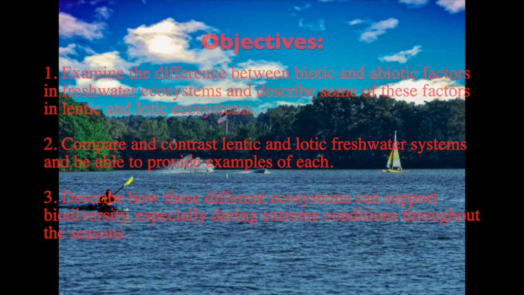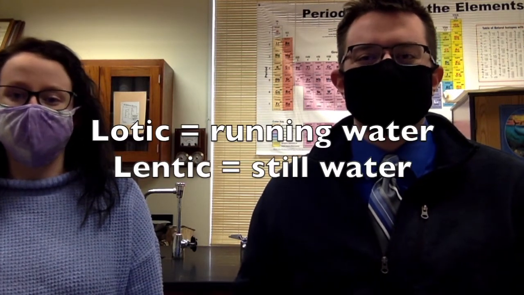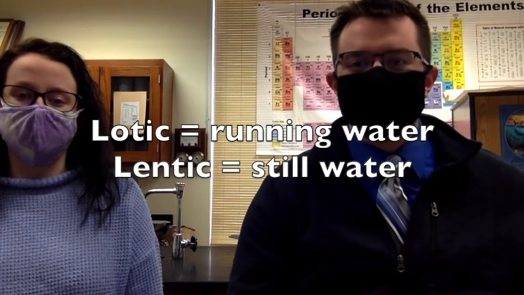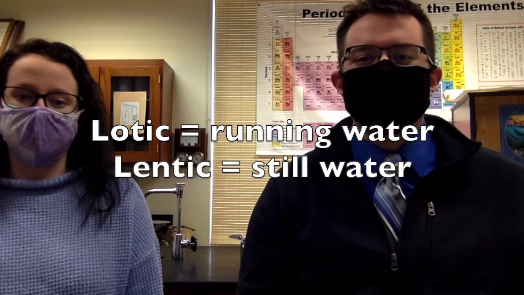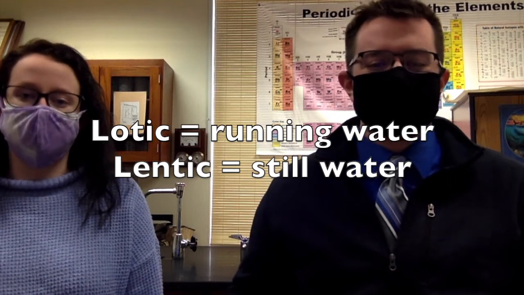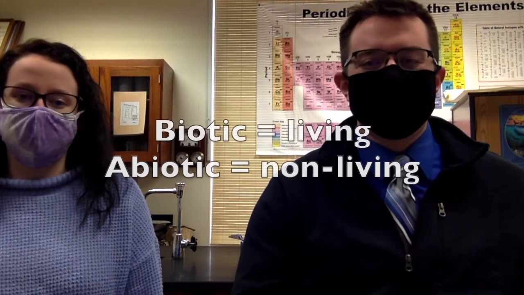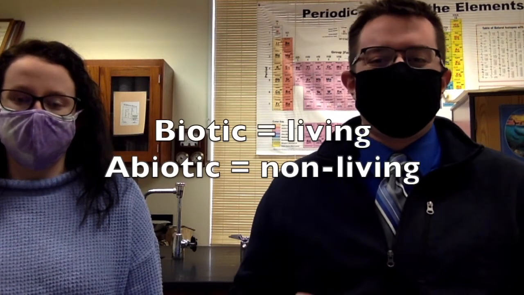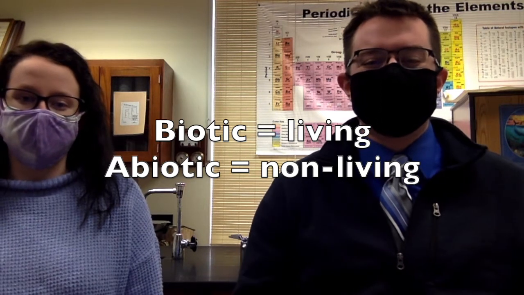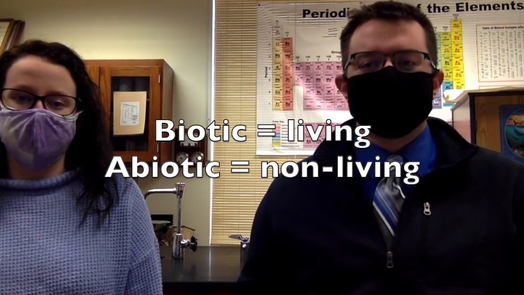Lastly, you'll be able to describe how these different ecosystems can support biodiversity, especially during extreme conditions found throughout the 4 seasons. We're going to look at what we call lentic and lotic ecosystems. The lentic will just be the still bodies of water and the lotic will be the running bodies of water. And we're also going to look at the ecosystem that they're a part of and how abiotic or non-living and biotic or the living things interact and form that entire ecosystem.